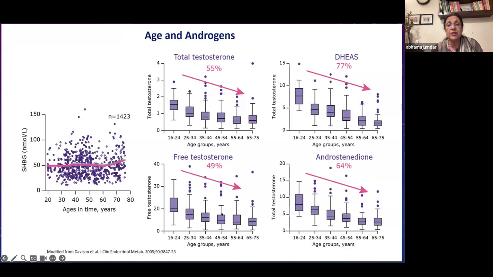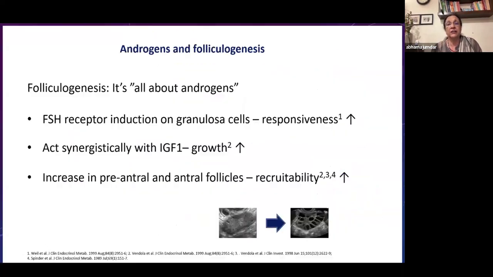And that is why androgen is thought to be a very important hormone in probably bringing back the sensitivity of the follicles. So androgen and folliculogenesis. Is folliculogenesis all about androgens? Well, FSH receptor induction on granulosa cell increases the responsiveness of the granulosa cell, and this acts synergistically with IGF-1 growth. Increase in pre-antral and antral follicles, recruitability also increases.